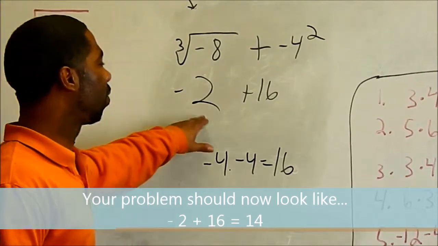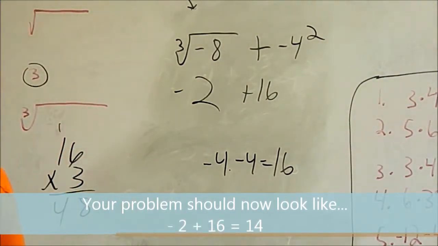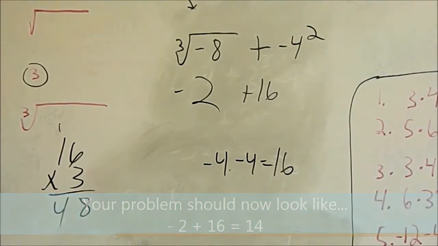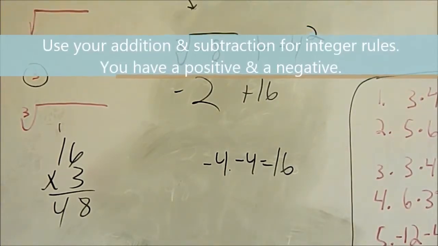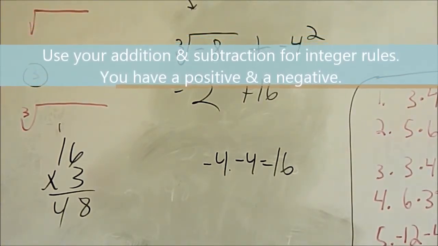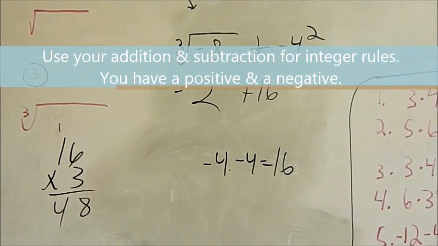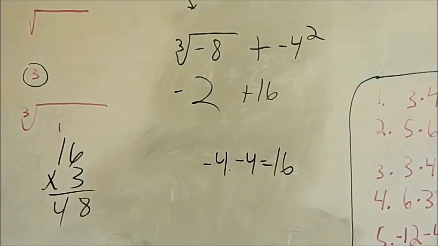So now I have negative 2 plus 16. What's my next line of thinking? Don't give me an answer. Tell me how your mind is thinking. Well, that's a positive and that's a negative, so you're going to have to go back to your add and subtract integer rules. The rule is if it's a negative and a positive, you have to subtract.